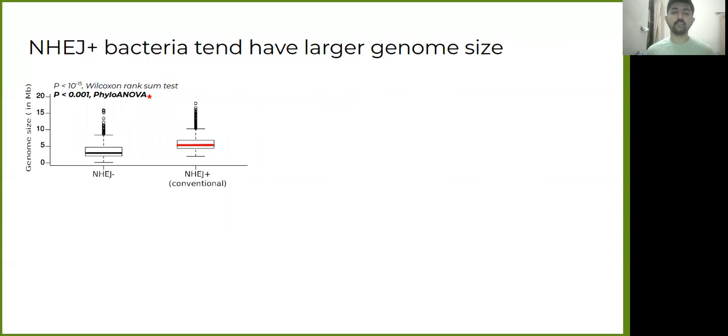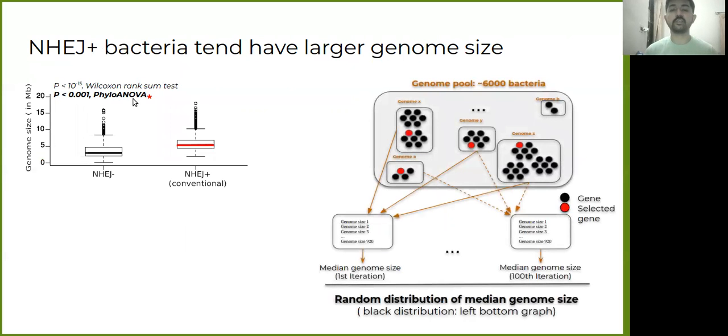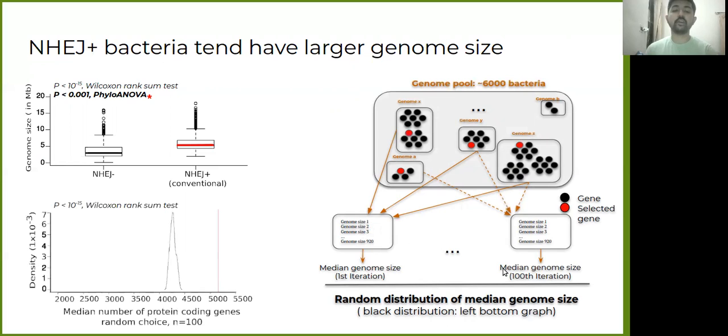The first observation that we had was that organisms that have NHEJ tend to have larger genome sizes as compared to the ones that lack NHEJ. And this effect is also significant once we control for phylogeny as a confounding factor, which can be seen through the phylo-ANOVA over here. We also asked whether this is an artifact of just larger genomes coding for more genes. For that, we did a randomization experiment where we built a random distribution for median genome sizes, and we did that for 100 iterations. And what we find is that organisms that have NHEJ tend to have larger genome sizes even compared to this random distribution.